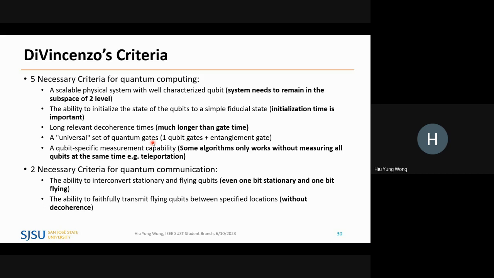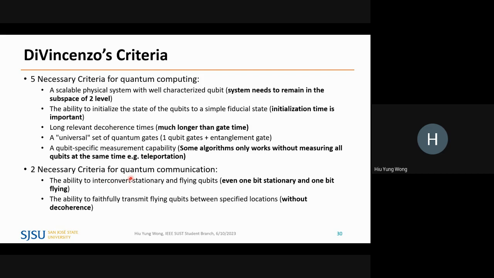And we also need to have the universal set of quantum gates, right? In classical logic, we say either NOR or NAND, or NOT plus AND, NOT plus OR, then you can build any circuit. Same here. You need to at least have good entanglement gates and some of the important 1 qubit gates, okay? And also, I should be able to measure the qubit individually, right? When I do measurement, I don't want everything to collapse, right? So these are the 5 criteria.